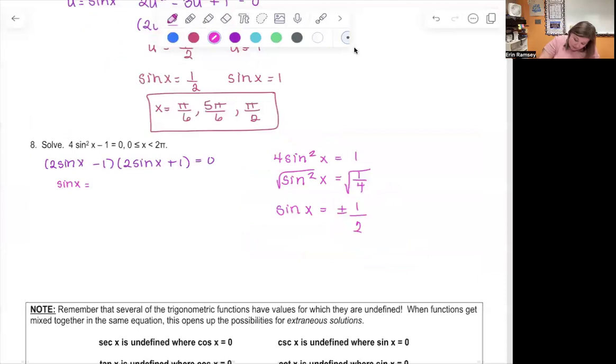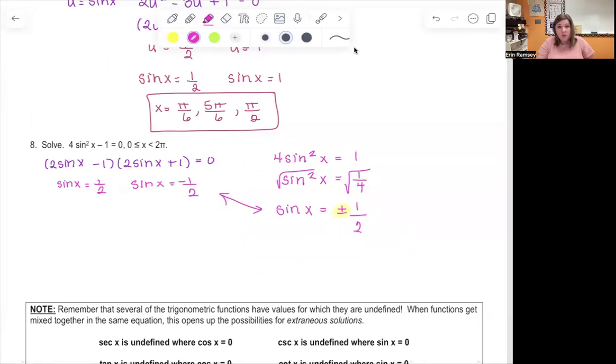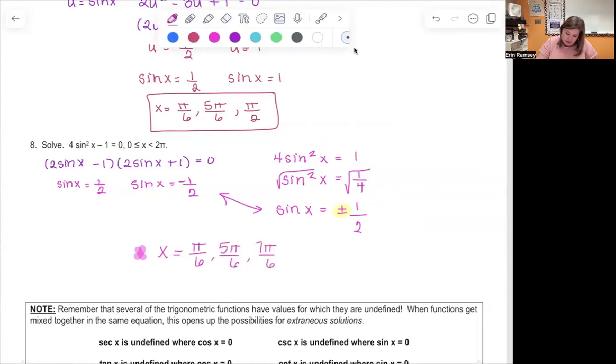What we want instead is all the places where sine x equals positive 1/2 and all the places where sine x equals negative 1/2. These 2 points in the equation are doing the same thing. Just make sure that you do not forget the plus or minus here. Okay, so once I have that, all the places where sine is going to be 1/2 is going to be x equals pi/6, 5 pi/6, 7 pi/6, and 11 pi/6. Again, just looking from 0 to 2 pi. Okay, so those are the ones that are quadratic in form. Now, there are a couple of things that we have to watch out for.